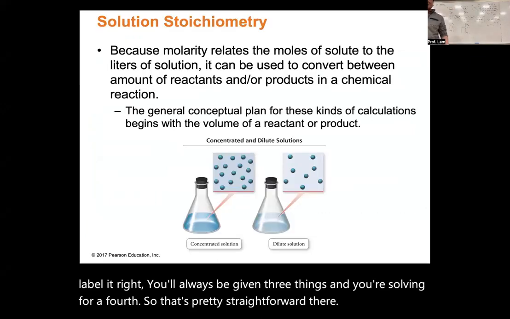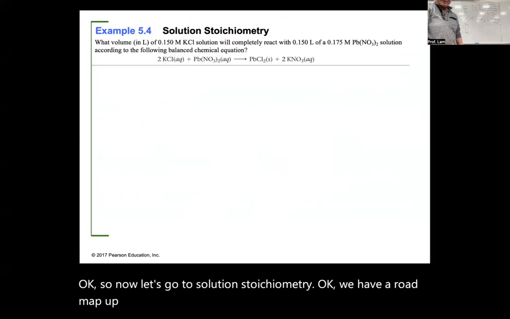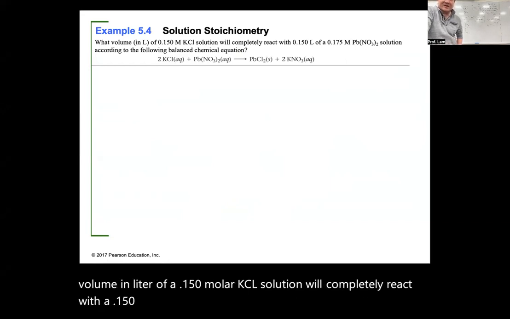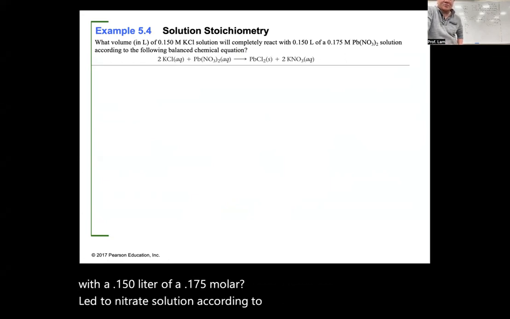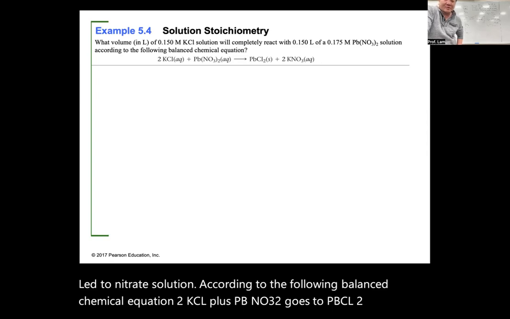Okay, so now let's go to solution stoichiometry. Okay, we have our roadmap up there. Okay, and let's do this problem together. So what volume in liter of a 0.150 molar KCl solution will completely react with a 0.150 liter of a 0.175 molar lead-2 nitrate solution according to the following balanced chemical equation? 2 KCl plus Pb(NO3)2 goes to PbCl2 plus 2 KNO3. All right, let's go to the board.